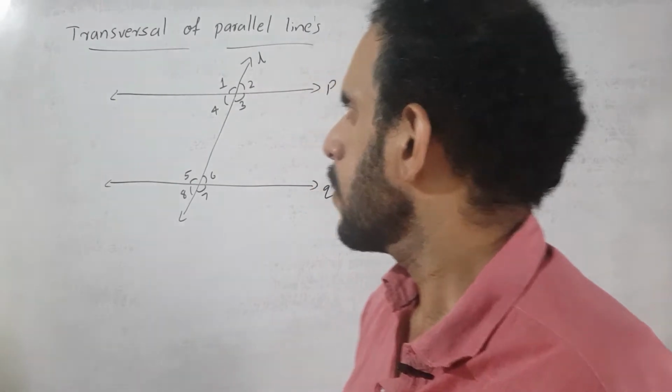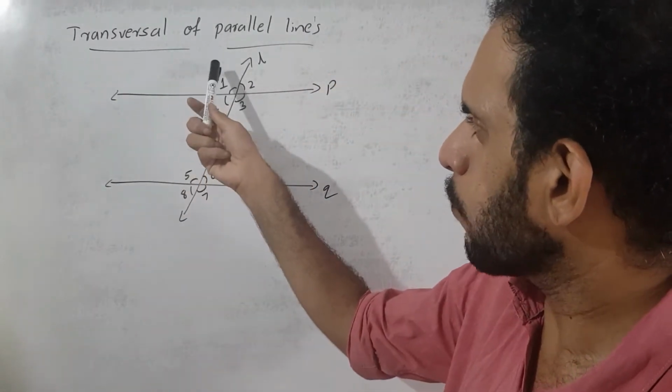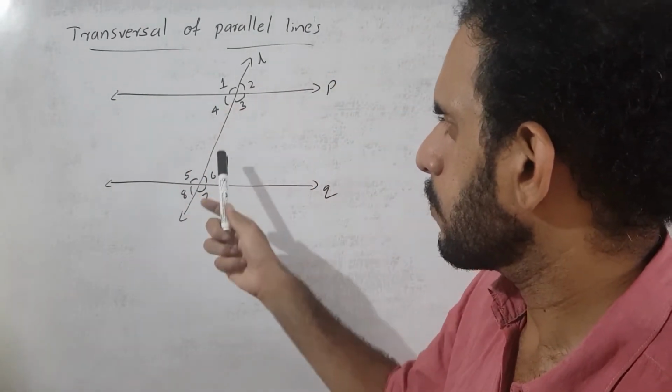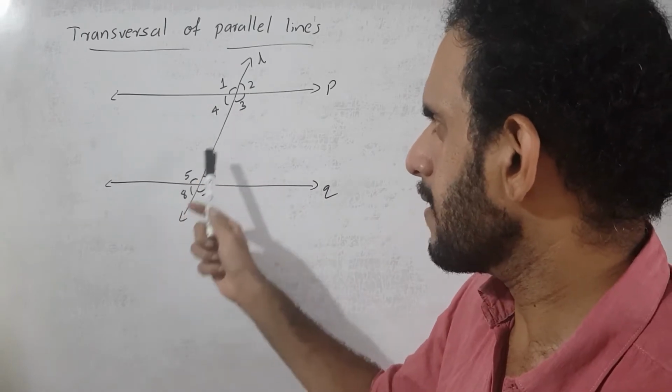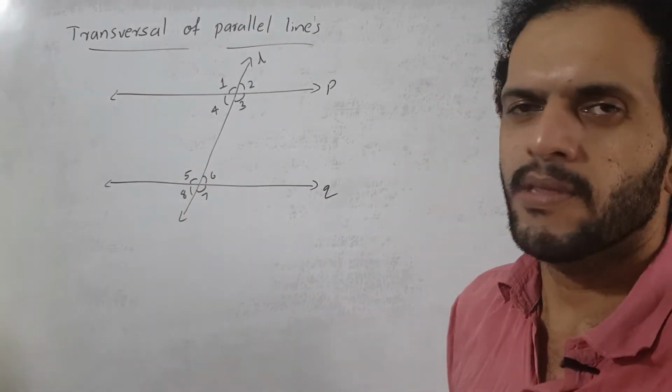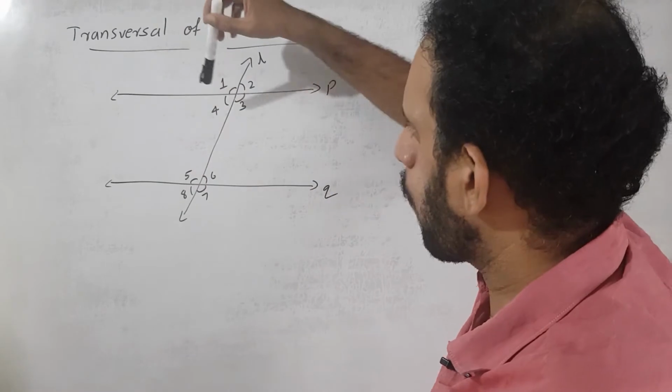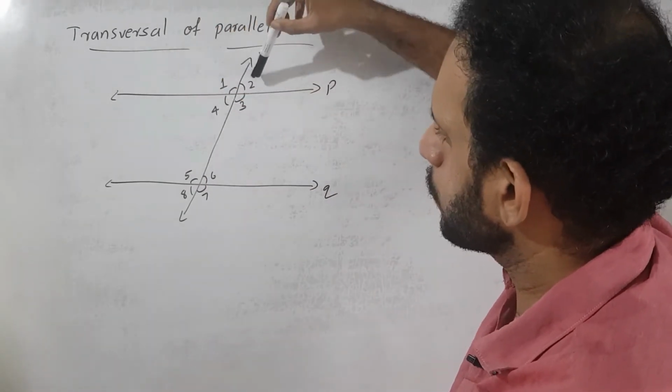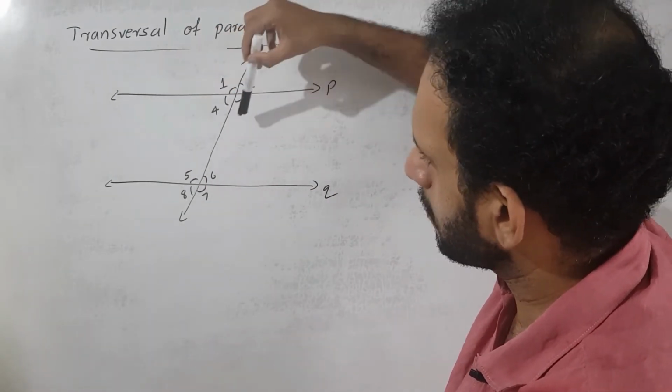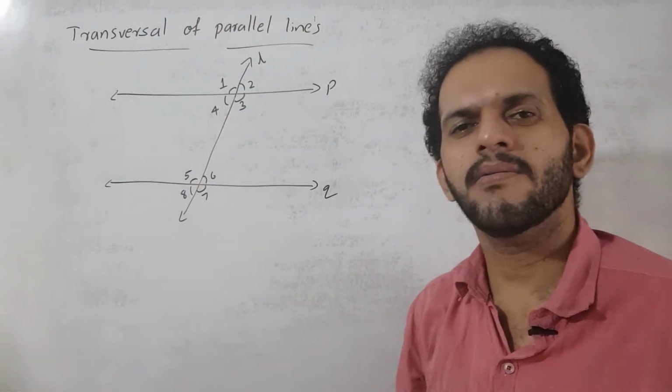Here we are discussing the first one. We know the angle positions 1, 5, 2, 6, 4, 8, 3, 7. This type of angles, correct? 1, 5, 2, 6, 4, 8, 3, 7. This type of angles are called corresponding angles.